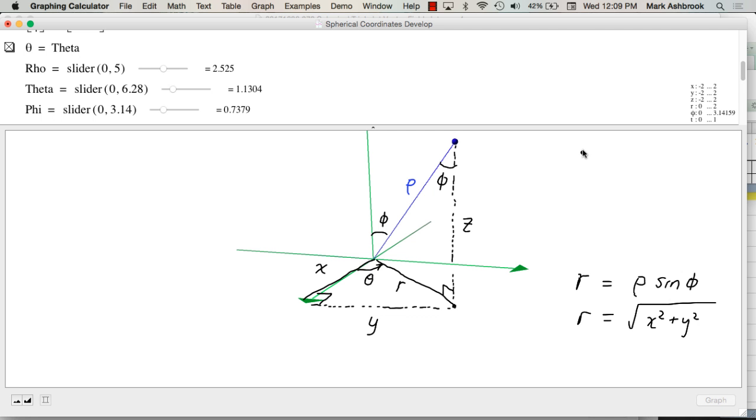Okay, and what is X? What we know from before? X is R cosine theta. But what's R? It's going to be rho sine phi, right? So X is rho sine phi cosine theta. So Y is rho sine phi is R sine theta. Z is now, what is it? Rho cosine phi. So Z is now the other leg, the leg adjacent to phi, right? Z is the leg adjacent to phi, so it's going to be rho cosine phi.